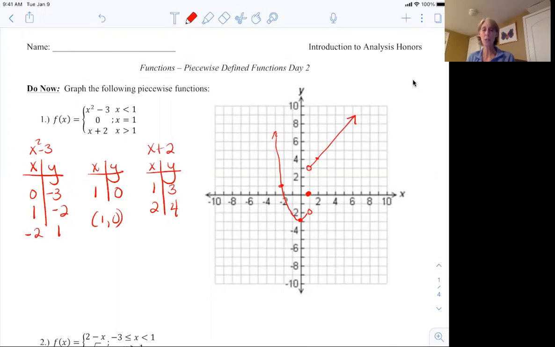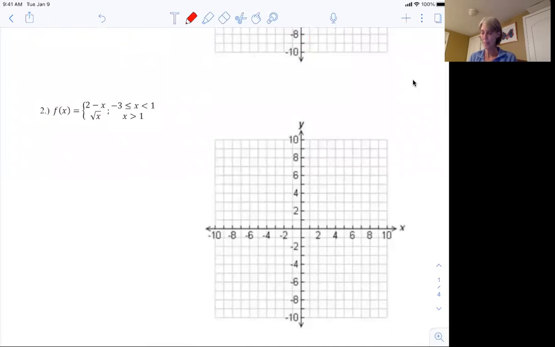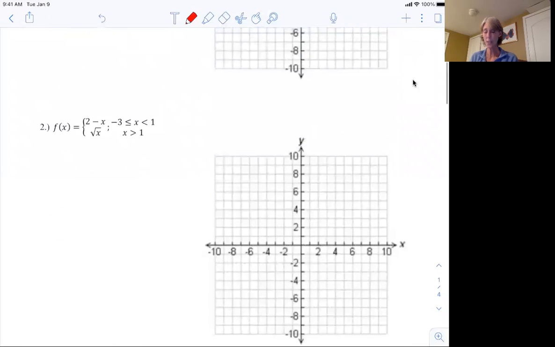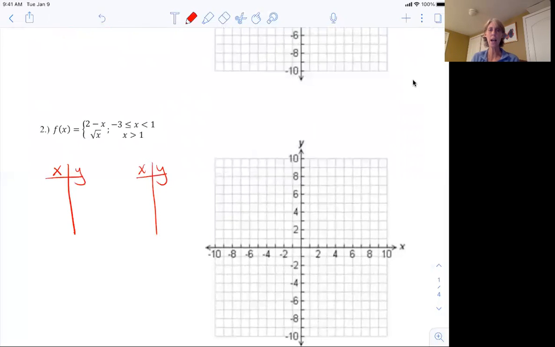I could ask you different types of questions about it. We went through that yesterday. Today, I just want to remind us how to actually make the graph. The next piece is 2 minus x from negative 3 less than or equal to x less than 1, and the square root of x when x is greater than 1. 2 pieces, 2 tables. As you get better at this, you'll stop making the tables, but in the beginning, I highly suggest setting up your tables.